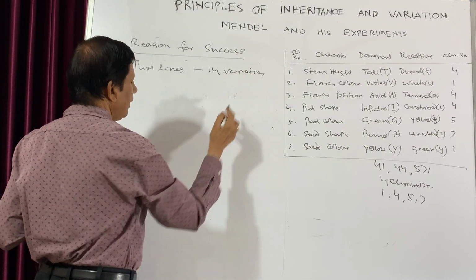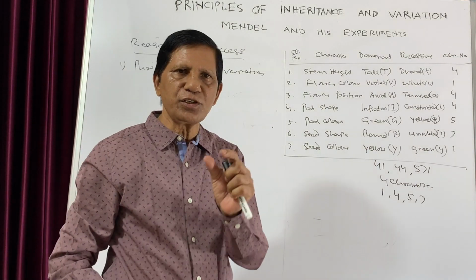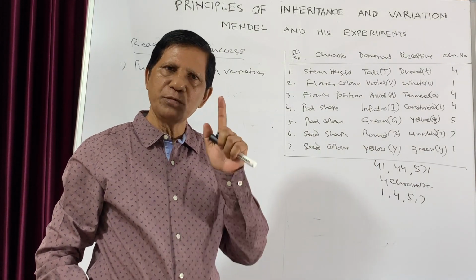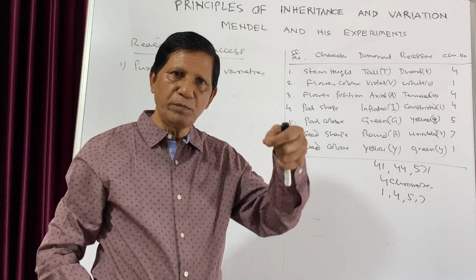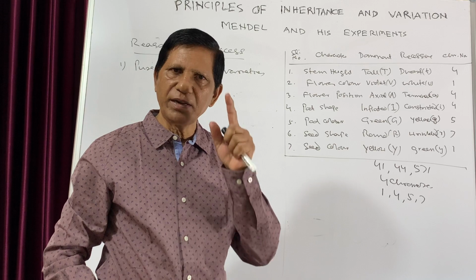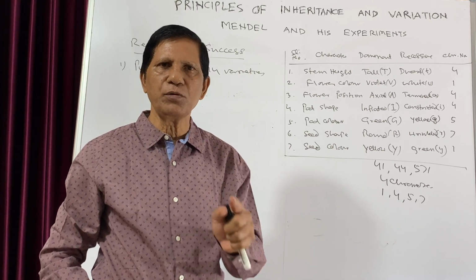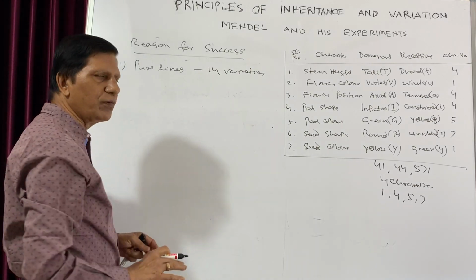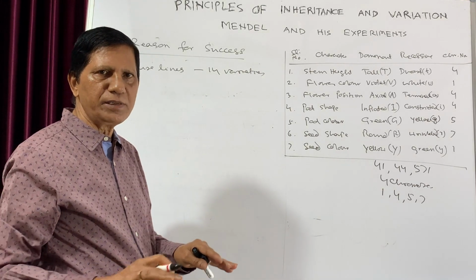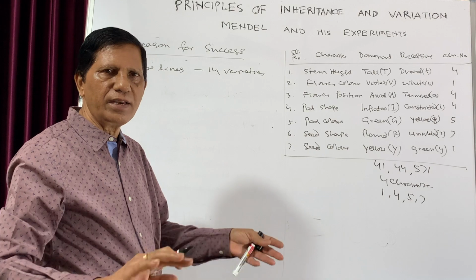Since he selected 7 pairs of characters, that means 14 varieties of pure lines were taken. Suppose one contrasting pair is tall and dwarf. The tall is pure, the dwarf is pure. That means when the tall plant is selfed, it will give rise to only tall. That means it is homozygous tall. Similarly, for all the 14 varieties he found they are true breeding. That means they do not give rise to any other plant.